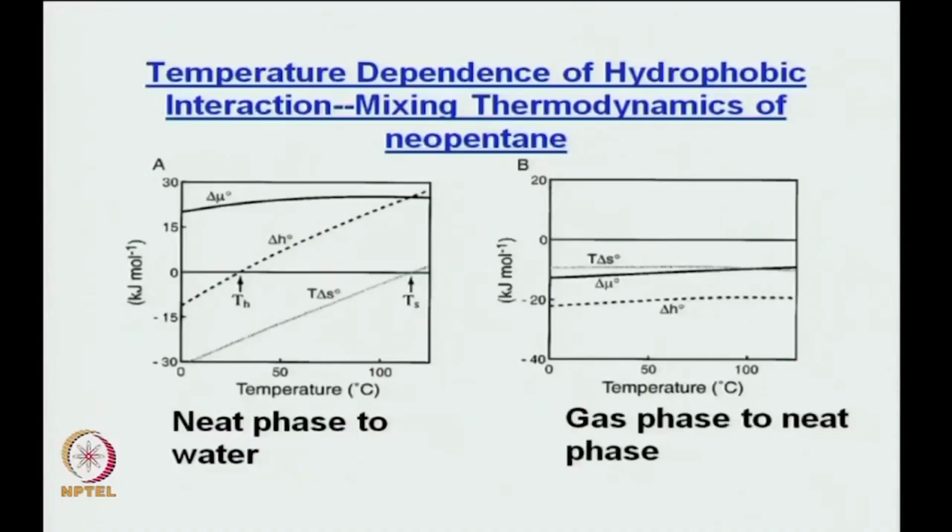Now, look at the dashed line and the dotted line. The dashed line is the one which says delta H 0 and the dotted line is the one which says T delta S 0. Okay. You see these have extensive slopes, right. They are not just lines parallel to the x axis.